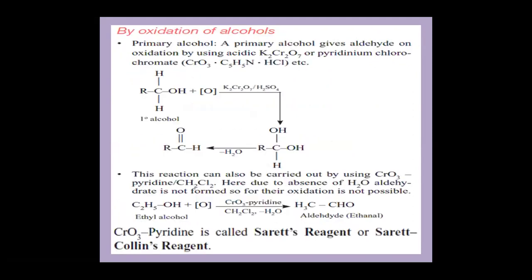By oxidation of alcohols: primary alcohols on oxidation using acidified potassium dichromate or pyridinium chlorochromate can give aldehyde. This reaction can also be carried out using chromic oxide, pyridine and dichloromethane. Here, due to the absence of water, aldehyde is not further oxidized, so further oxidation is not possible. The mixture of chromic oxide and pyridine is called Sarett reagent or Collins reagent.